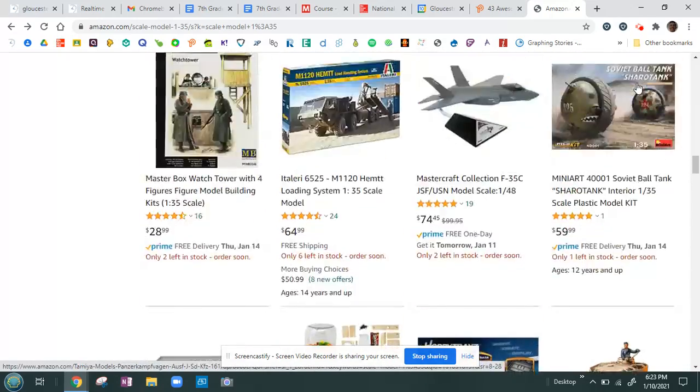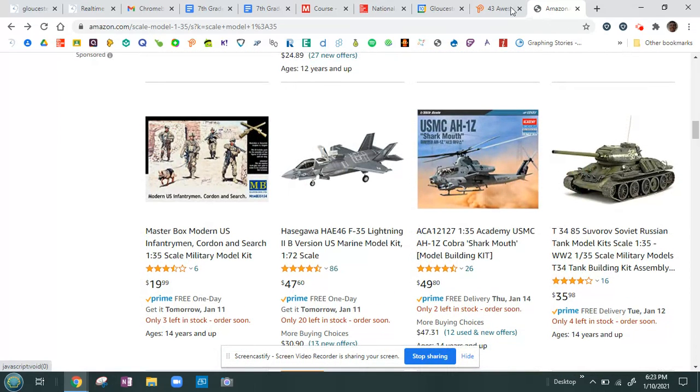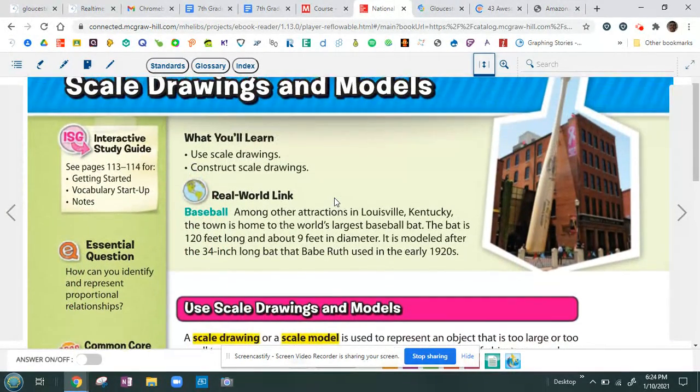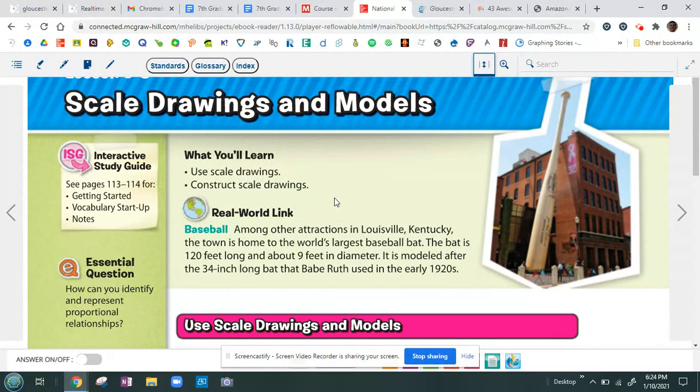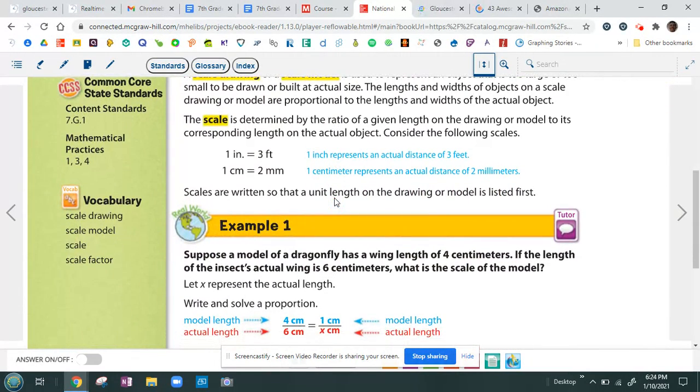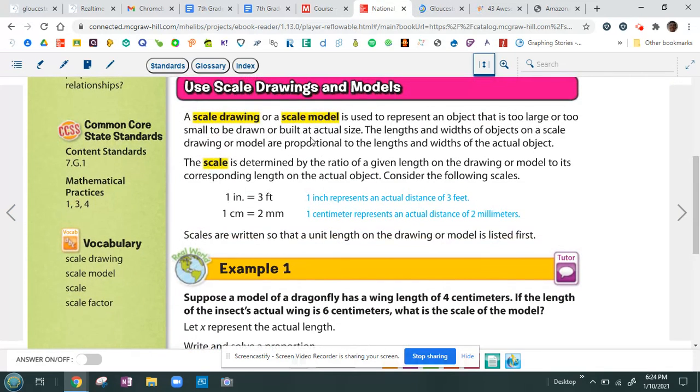Maybe you're a model train person or your family gets one out for the holidays every year. Anyway, those are some examples of where you might see scale drawings and scale models. All right, so we are going to get right to it. Scale drawings and scale models.